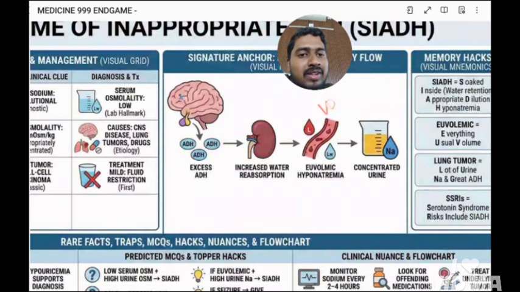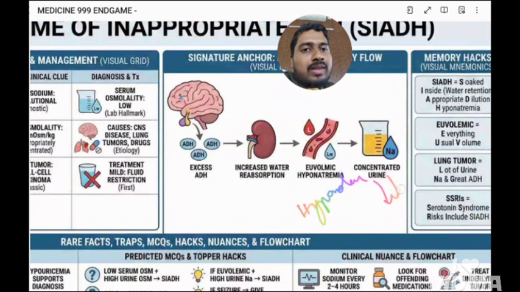As a result, what happens? Volume will increase, because water is increasing in the body, and at the same time sodium will decrease. This should have led to hypovolemia if water also would have gone out along with sodium, because then total body volume will decrease. But now, water is being retained and only sodium is being excreted. So as a result, there is euvolemia, but there is hyponatremia.